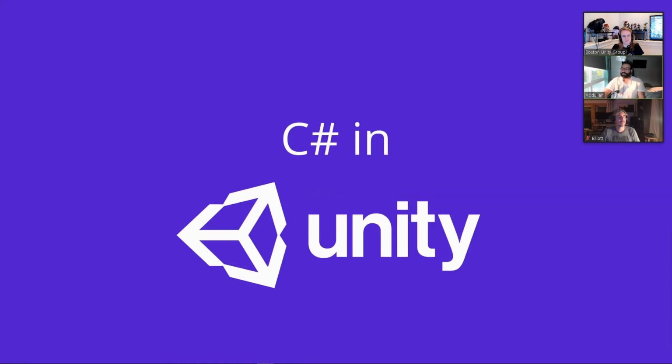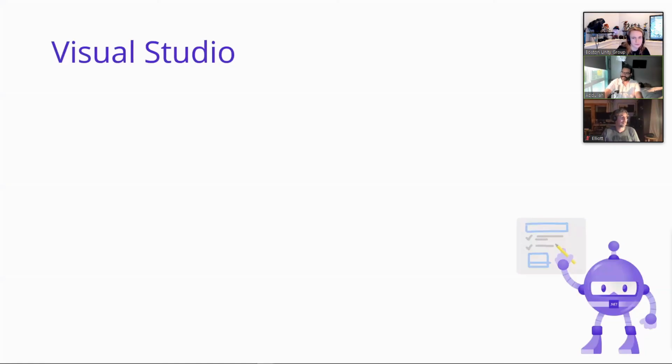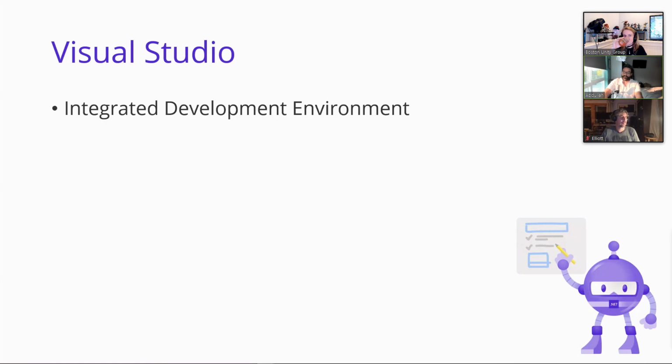All right. So let's talk a little bit more now. Let's apply everything that we learned to Unity. Before we do that, let's talk about Visual Studio. Visual Studio is an integrated development environment. It's pretty much like Unity for coding. It has all the tools that you need to code.